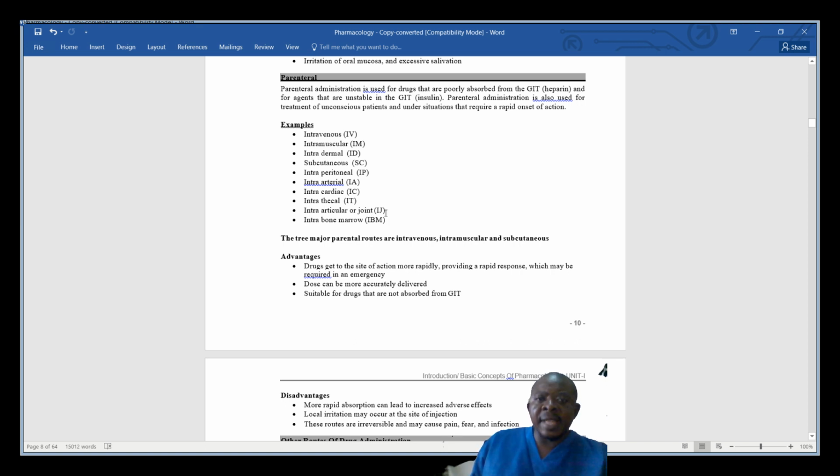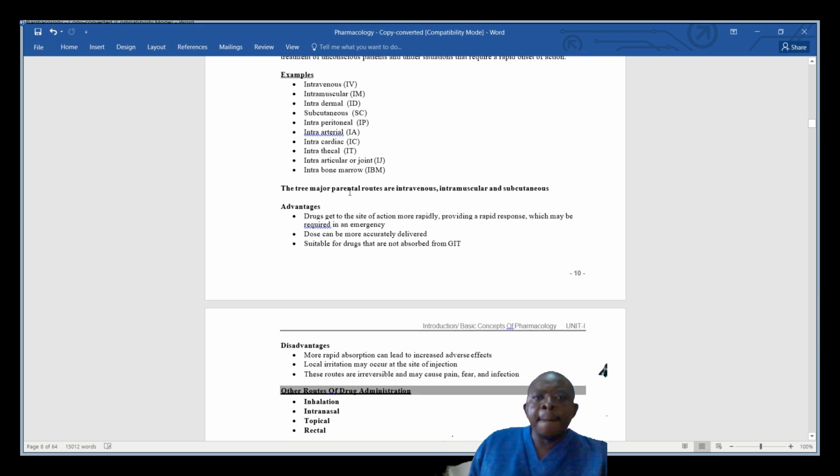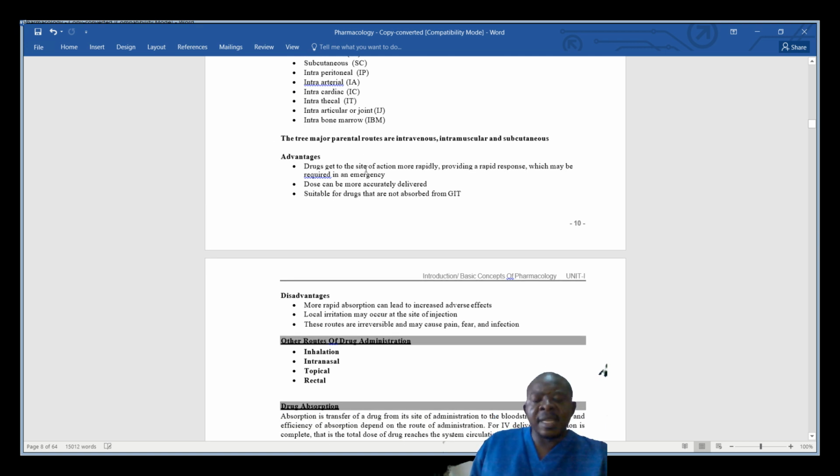IJ as abbreviation. Then intra bone marrow, drugs can also be given directly in the bone marrow. So the three major parenteral routes of drug administration are intravenous, intramuscular, and subcutaneous. What are the advantages? What are the disadvantages of using any of these routes in drug administration?